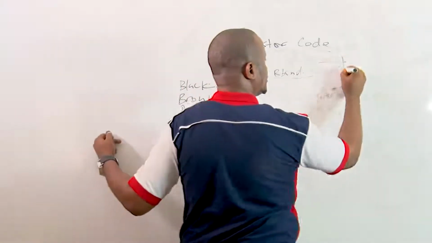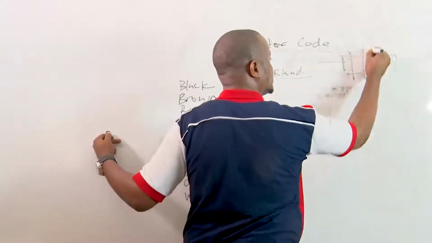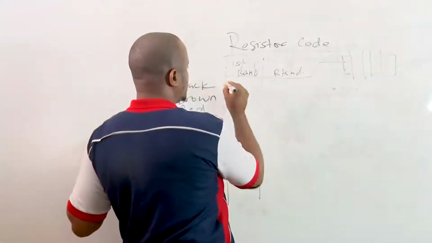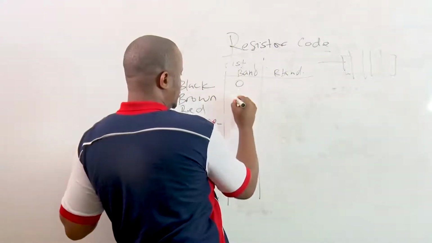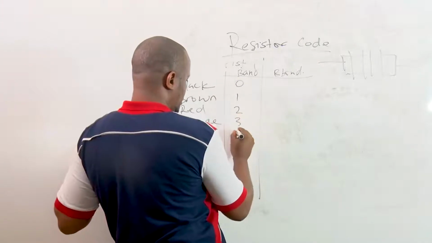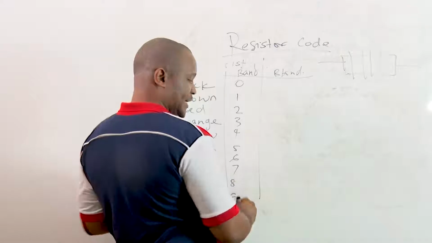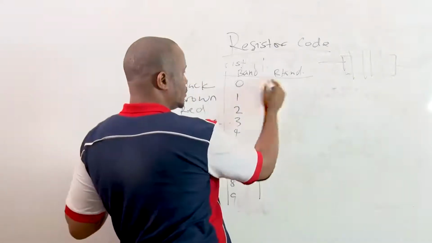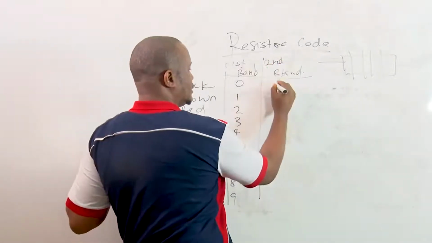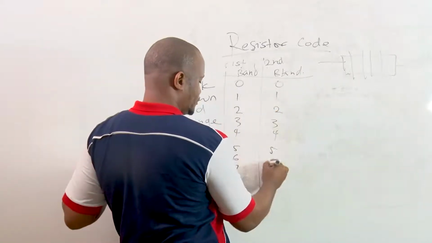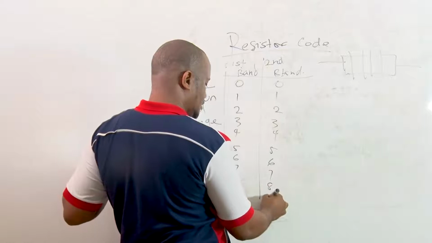So I still draw the resistor. We are reading 4-band resistor color code. So 0, 1, 2, 3, 4, 5, 6, 7, 8, 9. There are 9 of them. Okay, this is the second band. We also have 0, 1, 2, 3, 4, 5. So nothing changed. It's the same numbering.